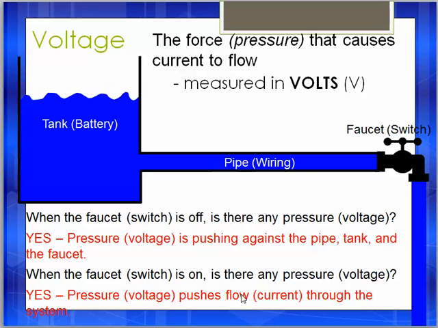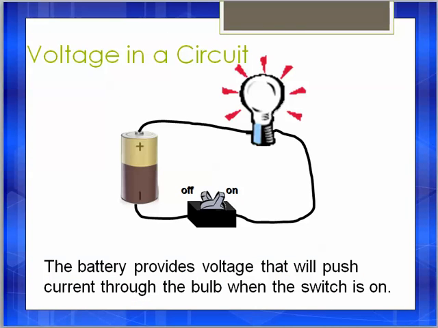So, yes, as long as we have a battery hooked up, we're going to still have that pressure. Battery provides a voltage that will push current through the bulb when the switch is on. All right, so the battery is what supplies that voltage. The battery is what supplies the pressure.